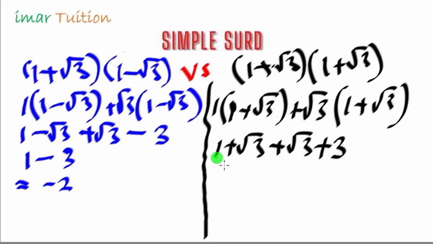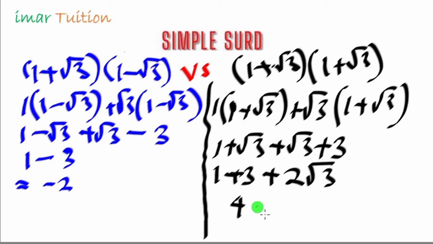So we'll collect like terms. 1 and 3, they are just numbers, they are alike. So we'll have 1 plus 3. Then plus root 3 plus root 3 will give you 2 root 3. 1 plus 3 will give you 4 plus 2 root 3. Here we ended up with an integer, which is minus 2. Here we still have a surd.